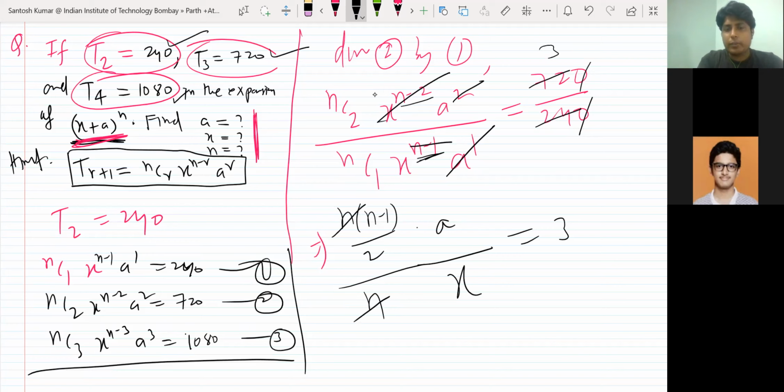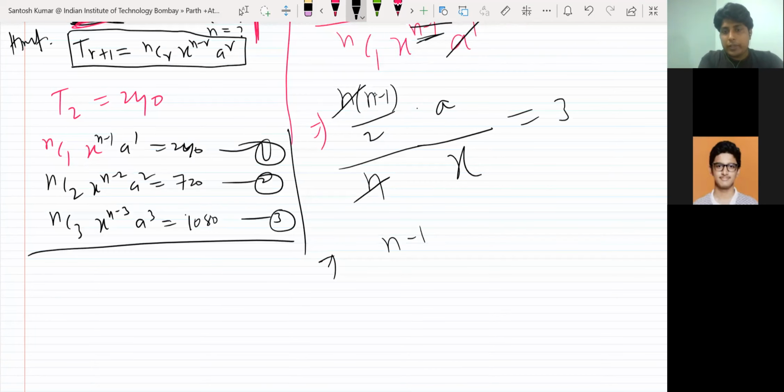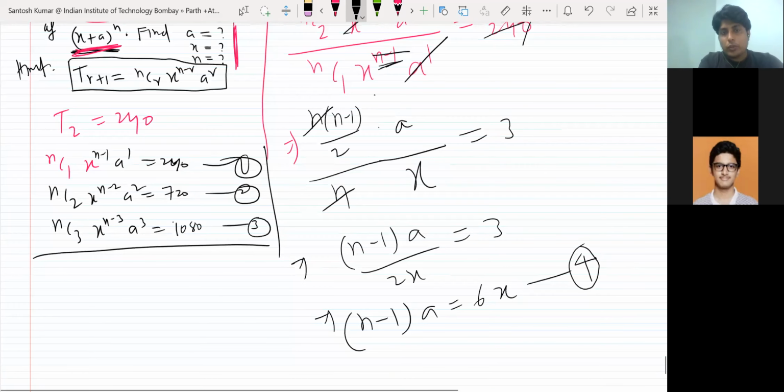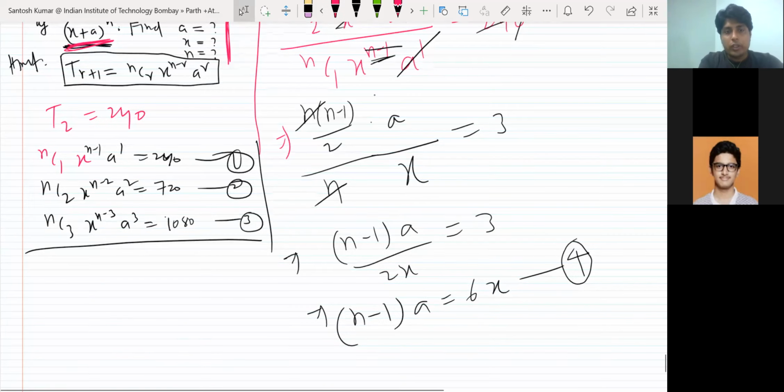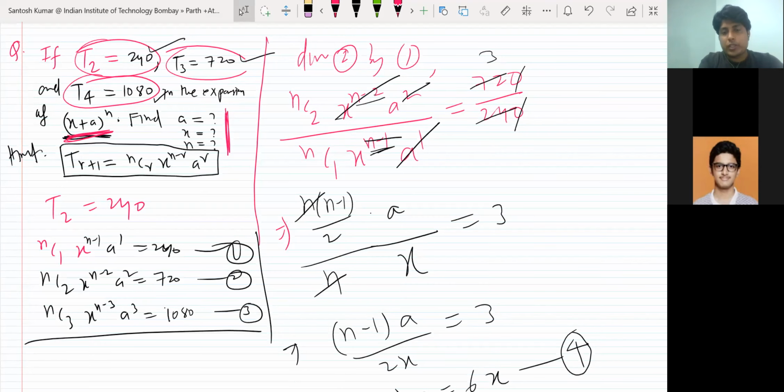Here n can be cancelled. So what we are left with, I'm just simplifying, you simplify in your own way. So we have n minus 1 times a upon 2x is going to be 3. So n minus 1 times a is 2 threes are 6x. So let me call it equation 4. So now you have equation 4. I divided equation 2 by equation 1, then I get equation 4.